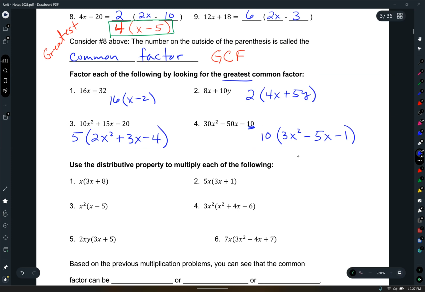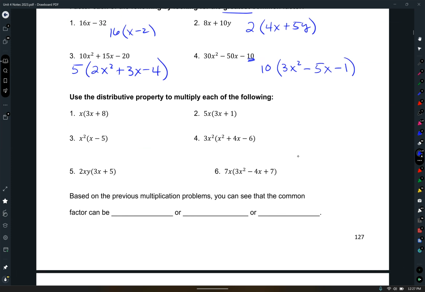Okay, so what if this time I do my distributive property, but notice what's on the outside has variables in it. You know, maybe it's numbers and variables. So if I were to distribute, I would have 3x squared plus 8x, because remember the idea, when you multiply x times x, you add your exponents.